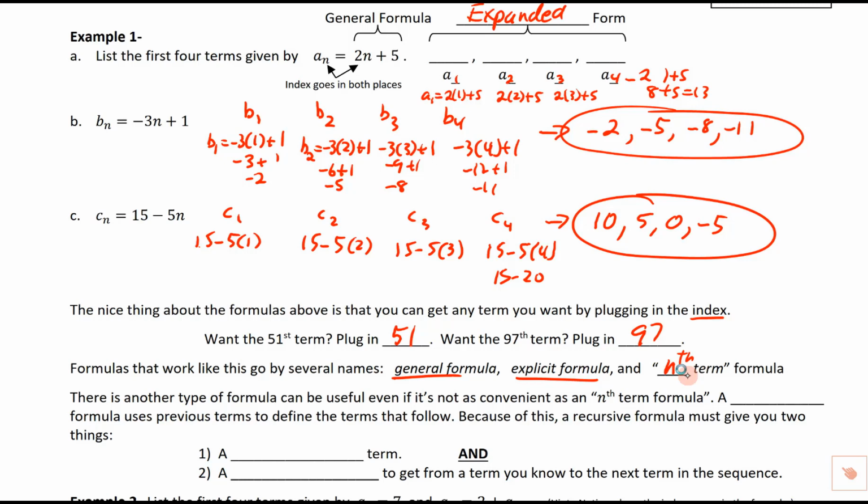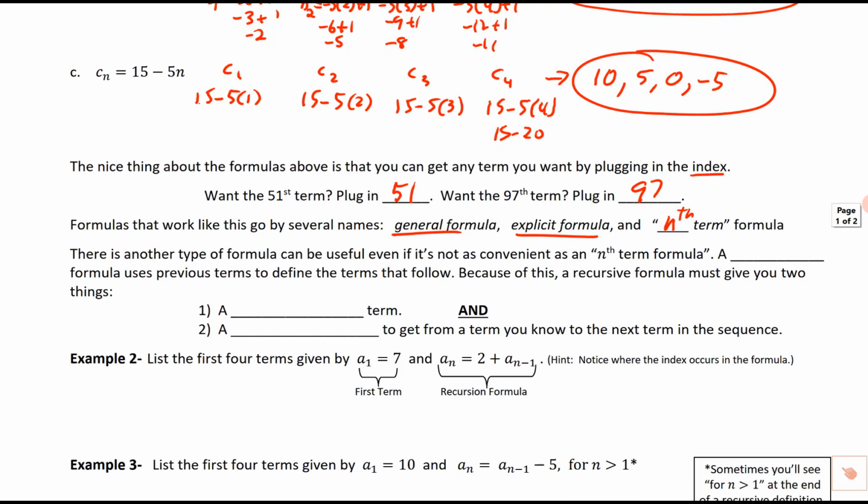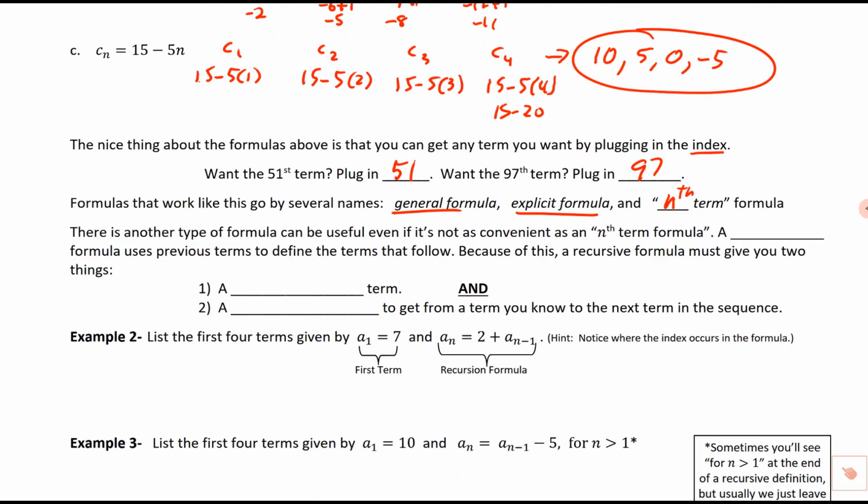Now there's another type of formula that can be useful even if it's not as convenient as an nth term formula, and it's called a recursive formula. So write the word recursive formula. And what a recursive formula does is it uses previous terms to define the terms that follow it.